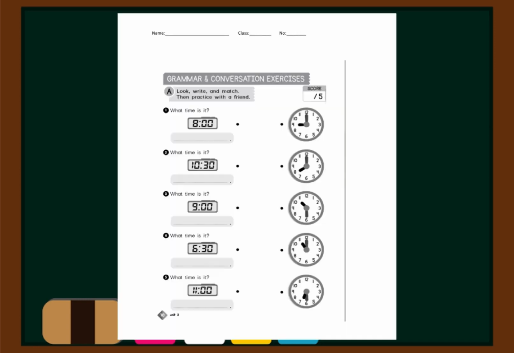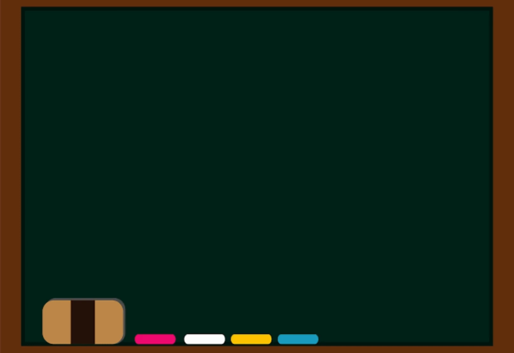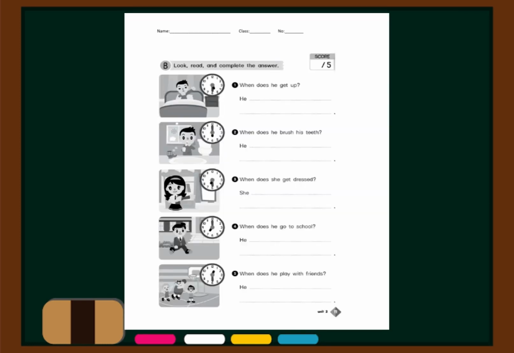Okay, so for now, let's have your assignment. For the letter A, you are going to look, write, and match. And for the letter B, you are going to look, read, and complete the correct answer. So don't forget to write your name, your class and section, and your number.